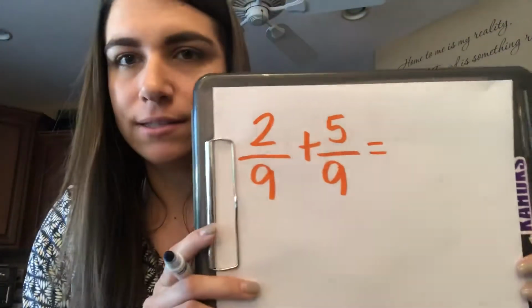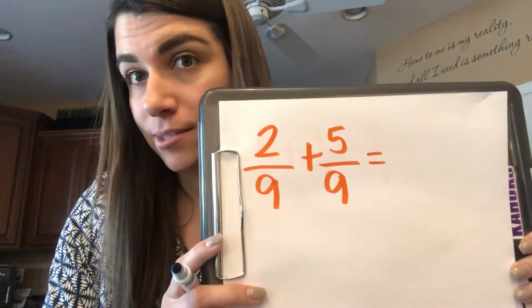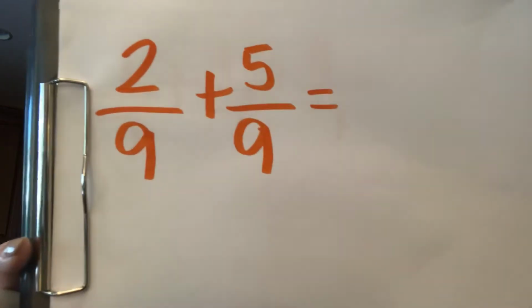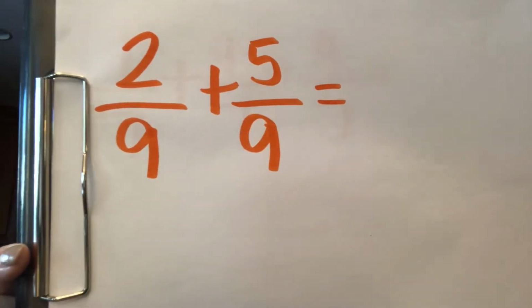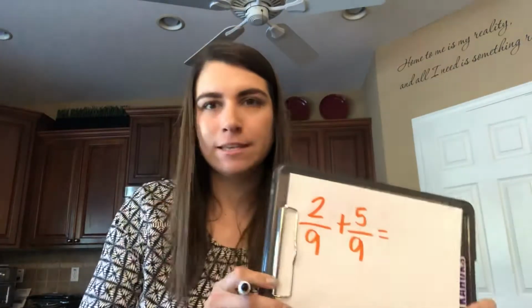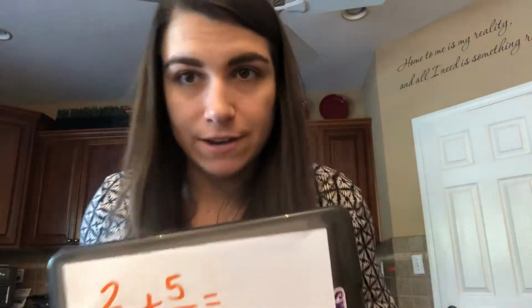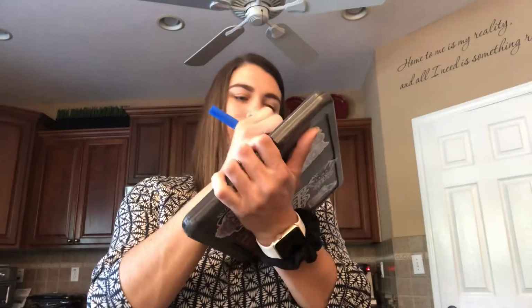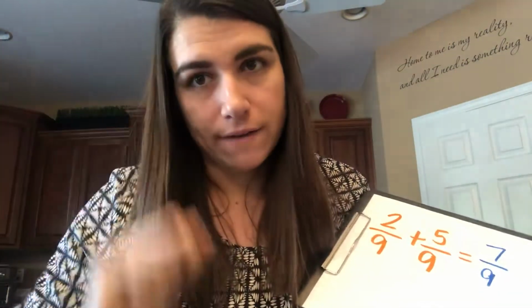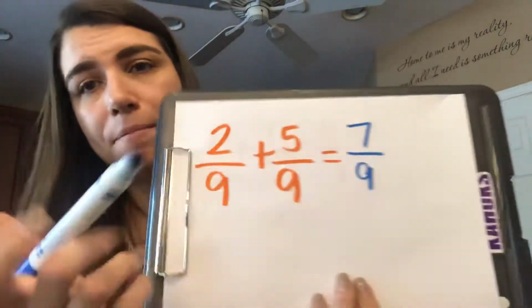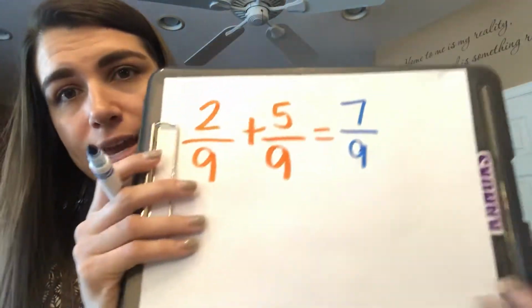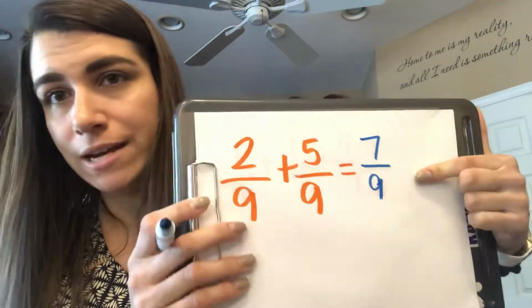All right, here's your next one. 2/9 plus 5/9. 2/9 plus 5/9 is 7/9. So good job if you got that one right. Virtual high five. 7/9. The top is smaller than the bottom. They cannot be simplified at all. So 7/9 is our final answer. Good job.